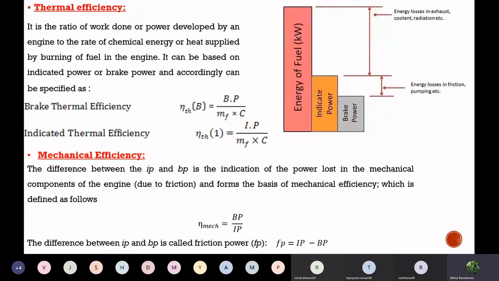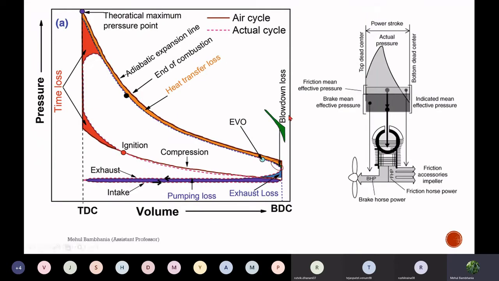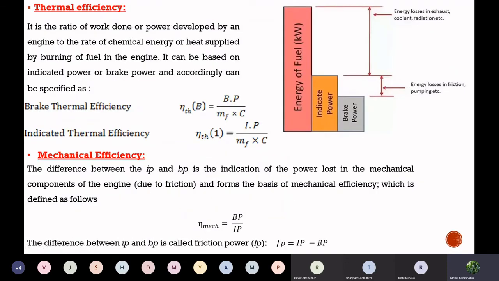Once there is a distinct difference between the ideal and actual cycle, definitely that is because of certain losses. Certain losses, that is generally friction losses and other losses. So because of those losses, let's talk about the parameter called efficiency. In the IC engine, there are two different efficiencies. We can talk about thermal efficiency and mechanical efficiency.